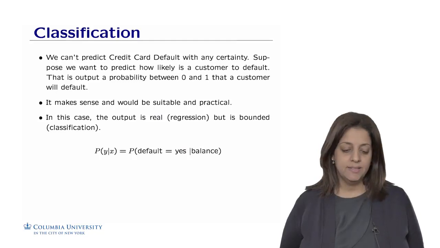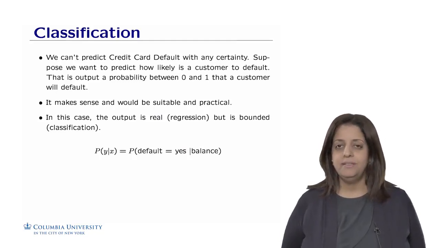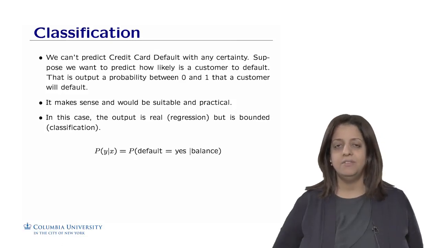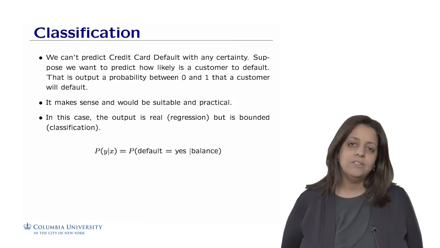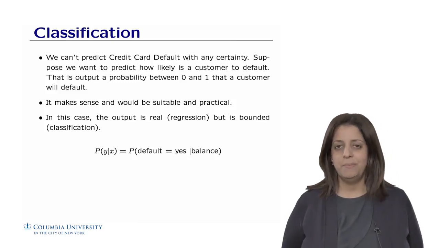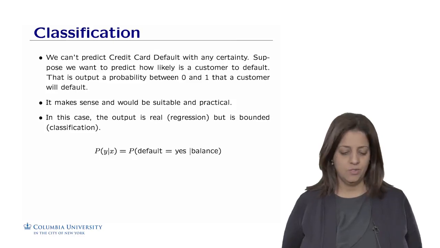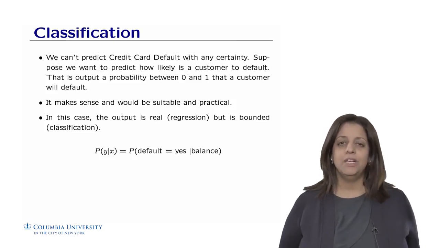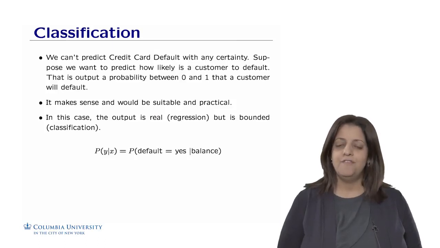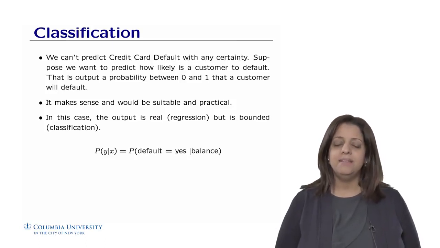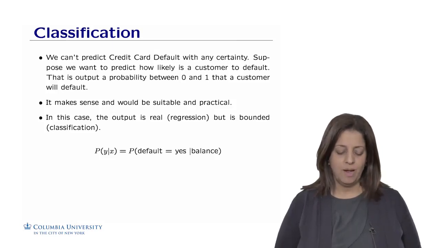Suppose we want to predict how likely a customer is to default. This is an output of probability between 0 and 1 rather than a binary classification 0 or 1. So it makes sense and would actually be more suitable and practical for the bank to know how likely the customer is to default, with a value between 0 and 1. So in this case, we are talking about an output that is real, a value between 0 and 1, but that is bounded by 0 and 1, which makes it a classification problem.